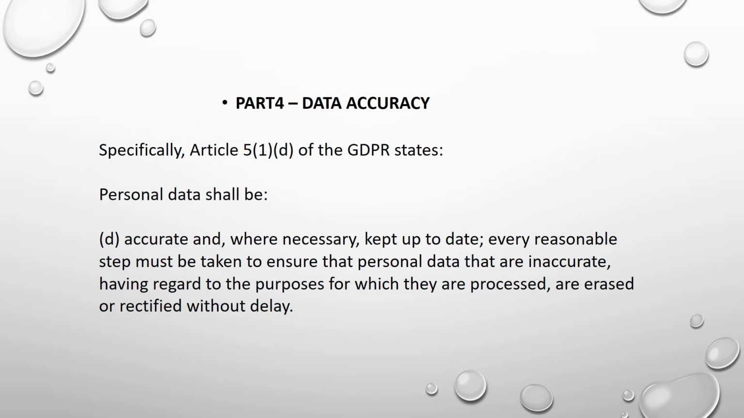Next, this is the snippet from the GDPR. Specifically, Article 5(1)(d) of the GDPR states, about data accuracy, personal data shall be accurate and where necessary kept up to date. Every reasonable step must be taken to ensure that personal data that are inaccurate, having regard to the purposes for which they are processed, are erased or rectified without delay. This is for your information.